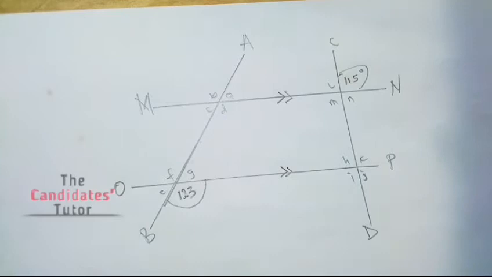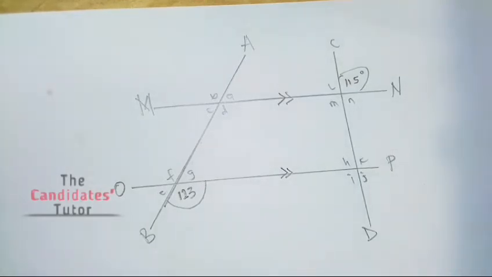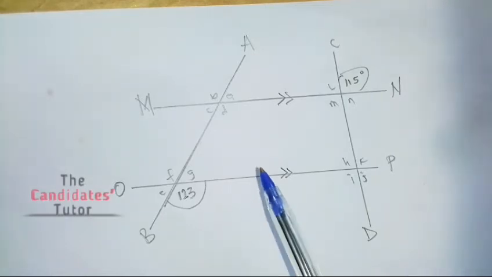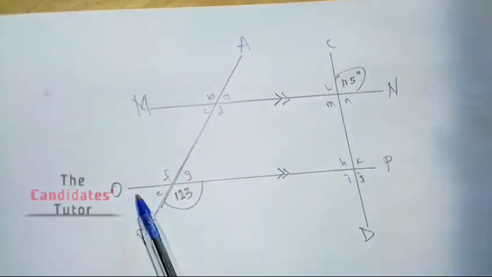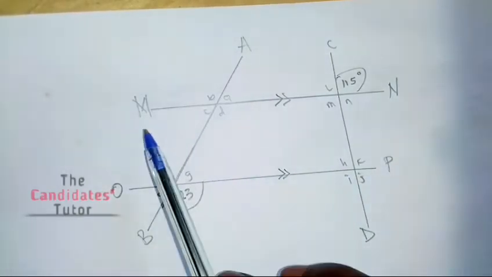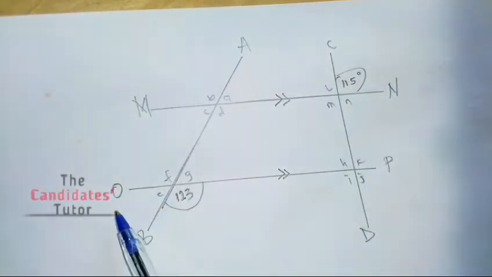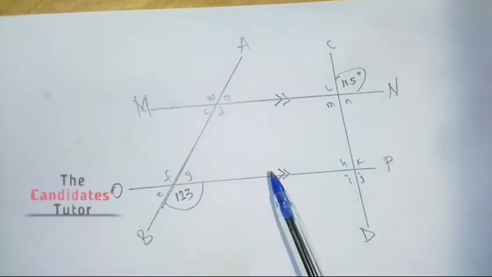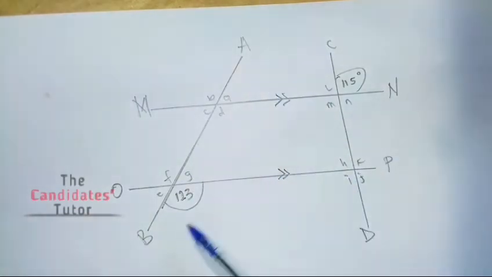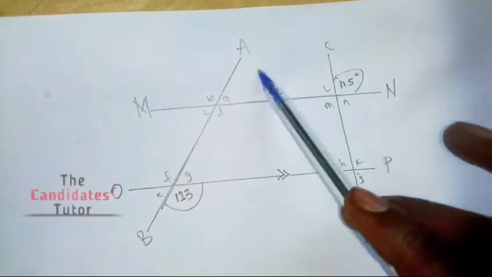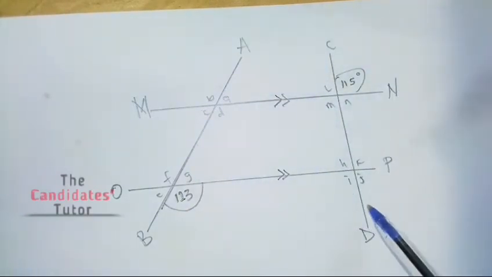So look at this question and see if you can answer it. We are finding the angles listed with alphabets. You can pause the video to see if you can solve them. We have these two lines as the parallel lines, that's line MN and line OP, and we have transversal lines, that's AB and CD. These are the lines that are cutting the parallel lines.